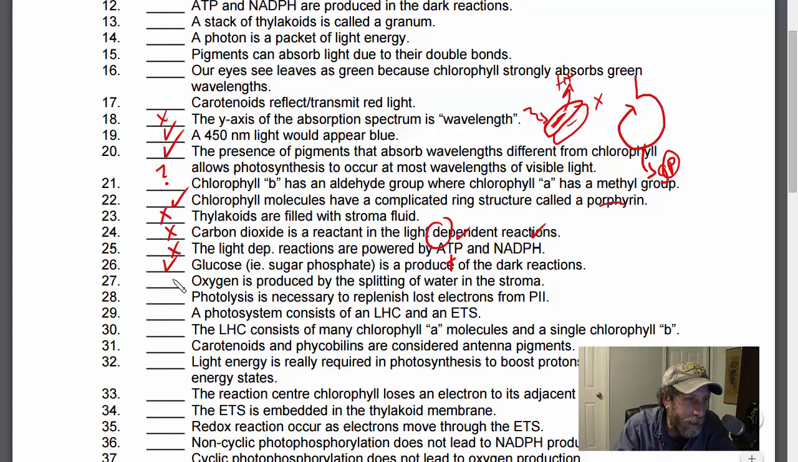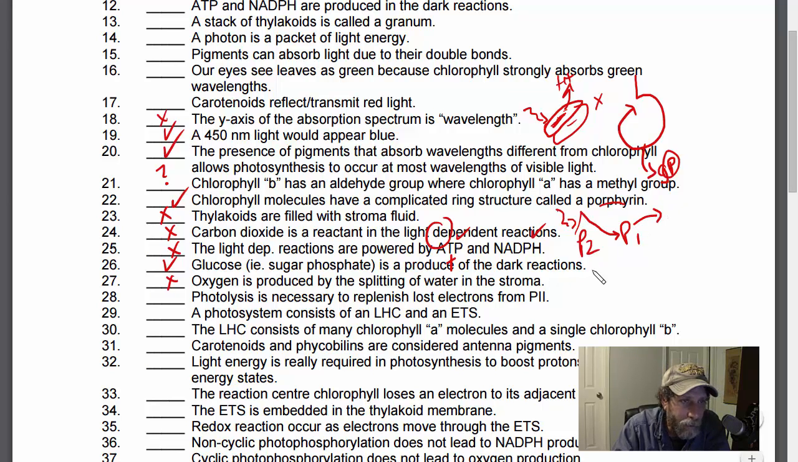So this is wrong. Photolysis is necessary to replenish lost electrons from photosystem 2, and that's correct, because you've got photosystem 2, you've got photosystem 1. The sunlight hits, the electron goes up and it goes down in the ETS, and it regenerates the ones in P1, which go over to NADP+.